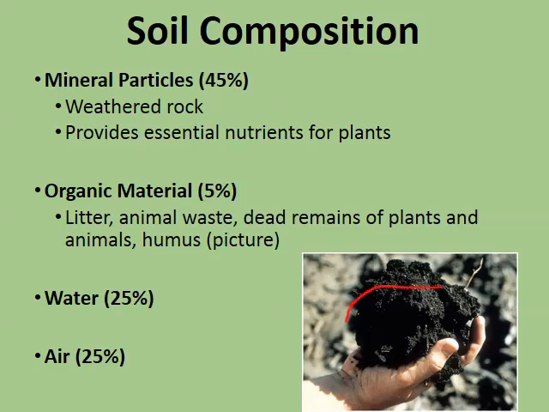This picture that you see here is almost all humus. It is really black. When you have that black, it's dead, decomposing stuff, and this is black gold for your garden. And then the other 50% is really comprised of water and air. You need water in your soil, and you need air in your soil as well.